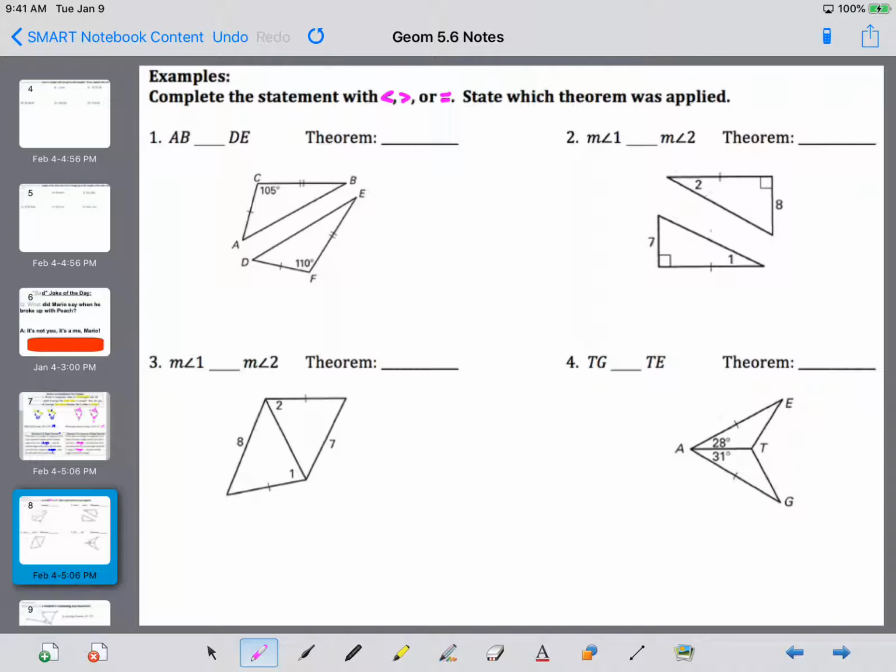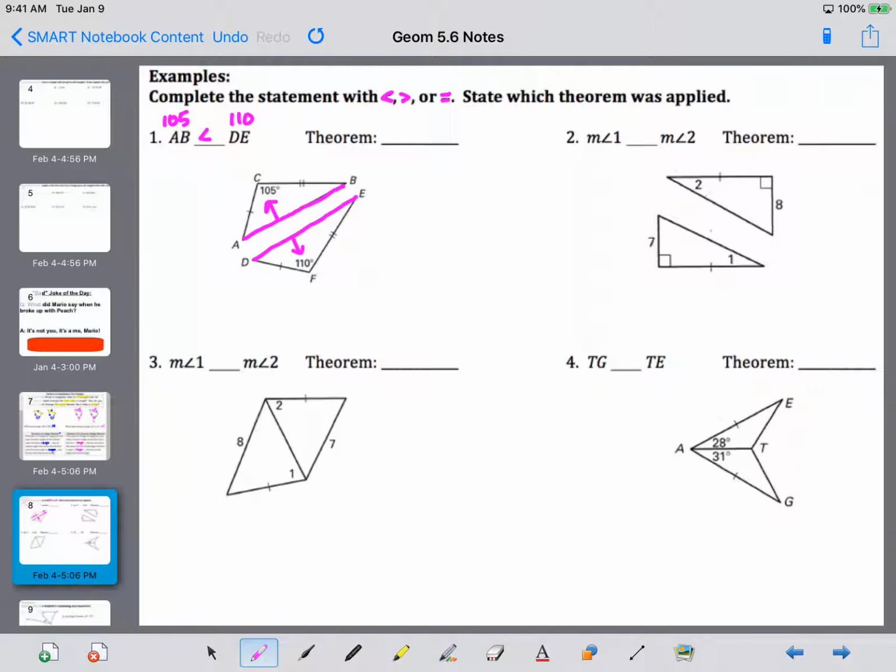All right, so first of all, we have AB and DE. If we compare side AB with side DE, I always like to put the angle that they're across from above it, and that helps me put some numbers with this. So across from side AB, we have 105 degrees. Across from side DE, we have 110. And we can see that 105 is less than 110 degrees.